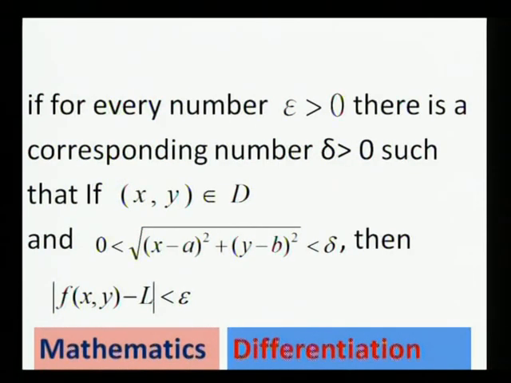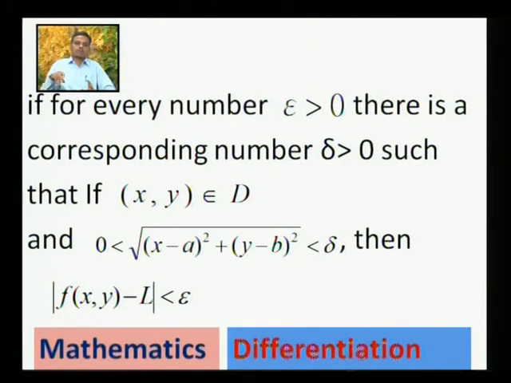Now what is the meaning of this symbol, the limit of f(x, y) equal to L? If for every epsilon greater than 0, a very small quantity, there corresponds a positive number delta such that if you take any point (x, y) in the domain with 0 less than the square root of (x minus a) whole squared plus (y minus b) whole squared less than delta. What is this? It is actually the circular disc with center (a, b) and radius delta.